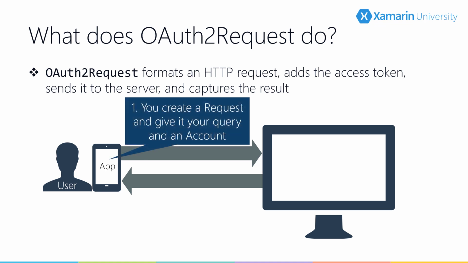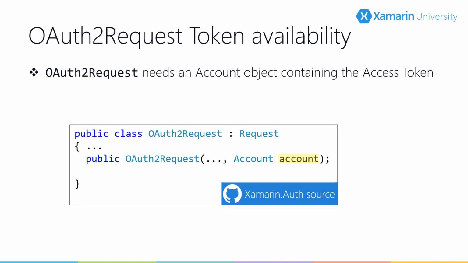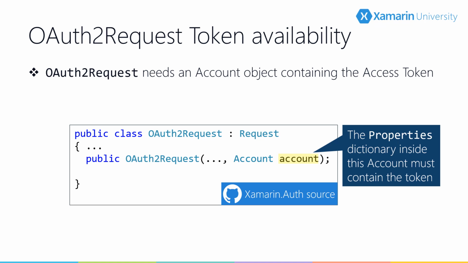So to use OAuth2 request, you'll create that request object, pass it in your query and the account object that was returned by the onCompleted event. Remember, that holds the access token. And then OAuth2 request takes care of the specific details of running the request. And it will return the results encapsulated in a response object. We'll take a closer look at the response object in just a couple of minutes. So notice that the constructor of OAuth2 request expects an account object. And this helps ensure the access token contained within the properties dictionary of our account object is present.